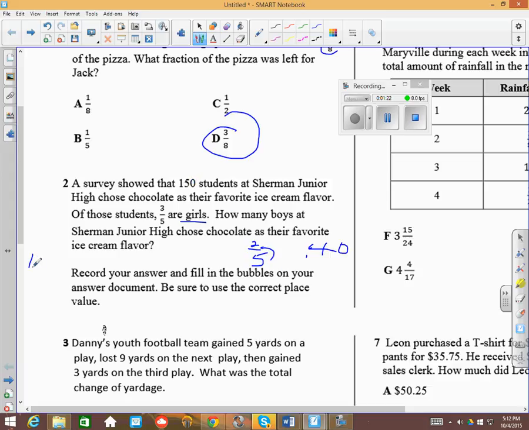So let me write it down: 150 times 2/5. You can either multiply straight across or you can find the factors and cross divide. If we multiply straight across, I know twice 150 is 300, and then 300 divided by 5, which is in our denominator, is 60.